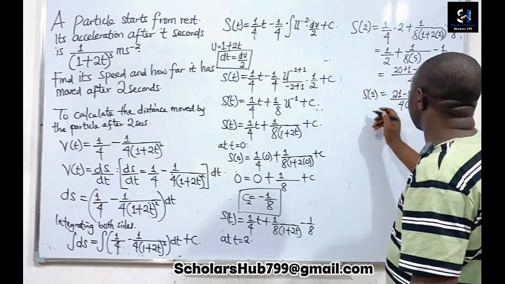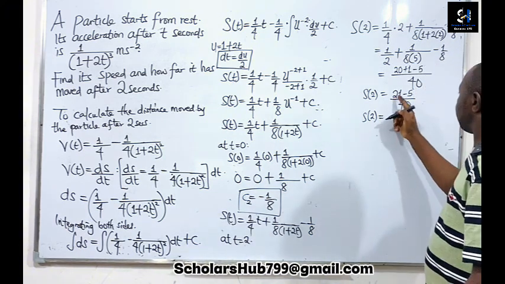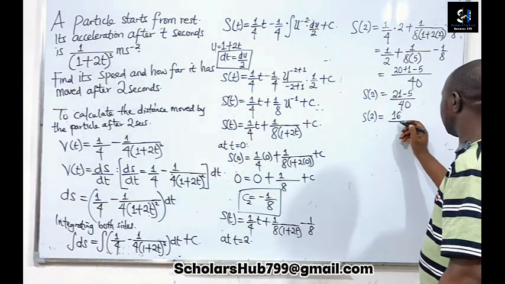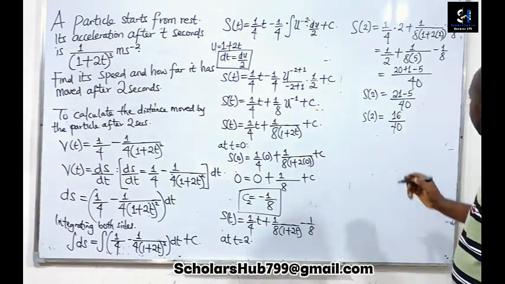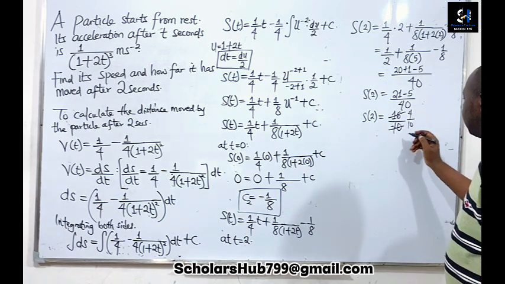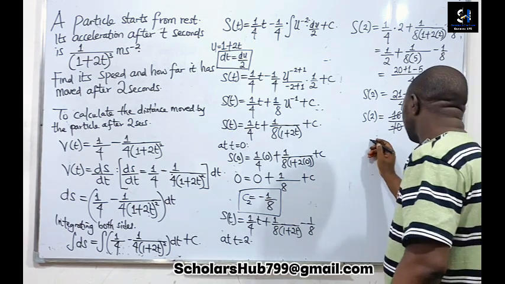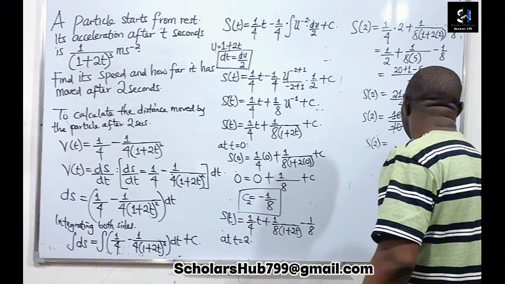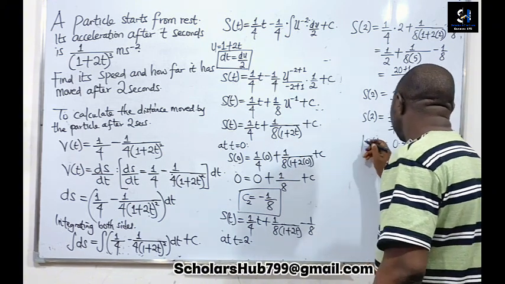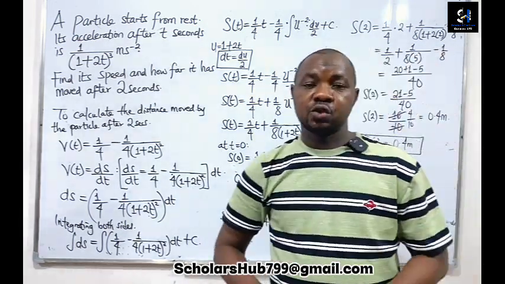So the distance traveled by the particle after 2 seconds: 21 minus 5 is 16, so we have 16 over 40. Dividing this by 4, this will be 4, and this will be 10. That will be 0.4 meters. So the distance traveled by the particle after 2 seconds is 0.4 meters. And we've come to the end of this tutorial.